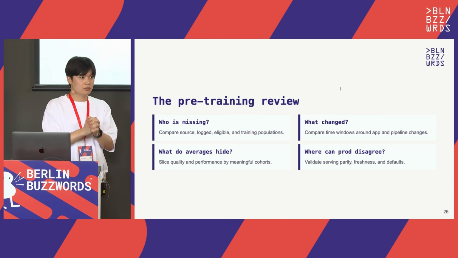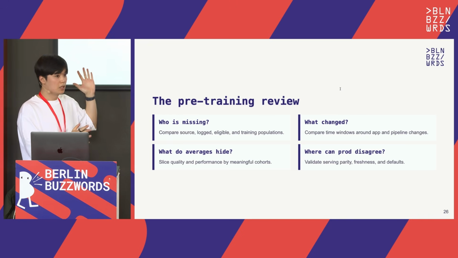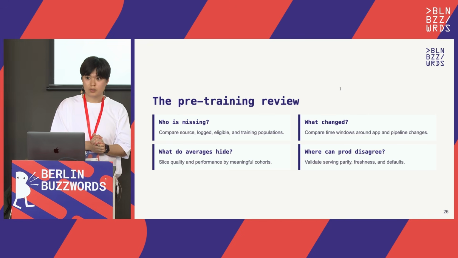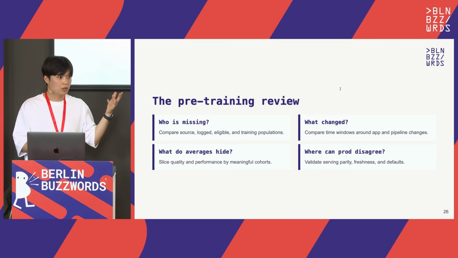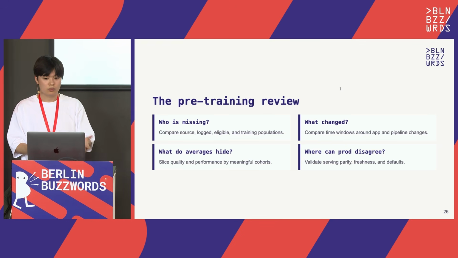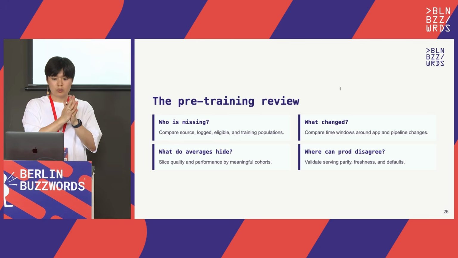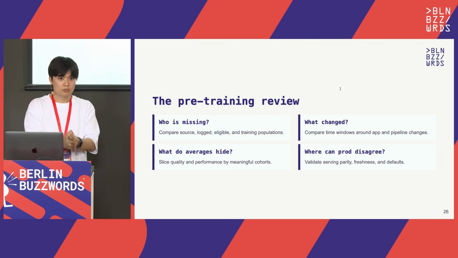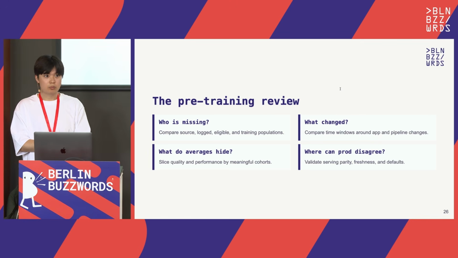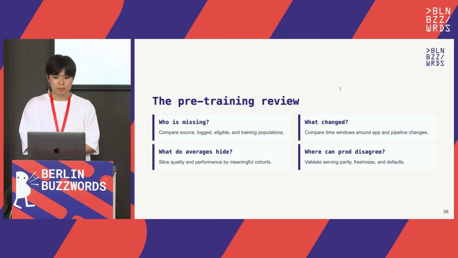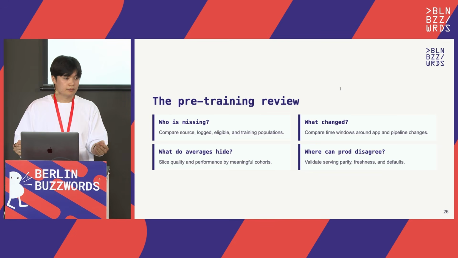So before training the model, it can be useful to ask these questions: Who is missing? What can change over time? What do averages hide, what segments can be processed by the model poorly? And where can production and training data disagree?